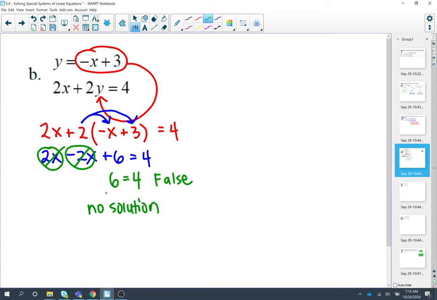So these two lines, if we were going to graph them, are actually parallel. They would both have the same slope. This is y equals mx plus b, so the slope here is negative 1. So both of these would have a slope of negative 1.